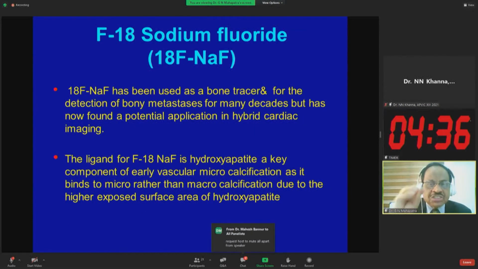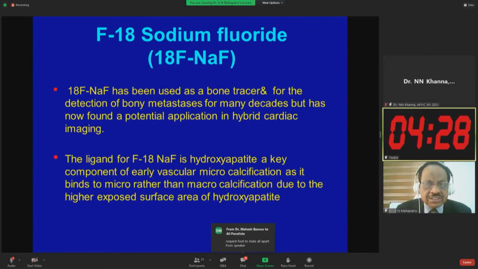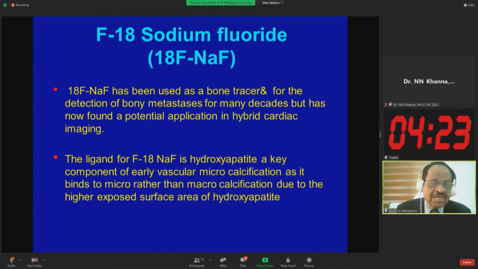Yes, so now this is the molecule F18 sodium fluoride. It has been used as a bone tracer and for the detection of bony metastasis, but has now found a potential application in hybrid cardiac imaging. The ligand F18 sodium fluoride binds to hydroxyapatite, a key component of early vascular microcalcification, and it binds to micro rather than macro calcification due to the higher exposed surface area of hydroxyapatite.